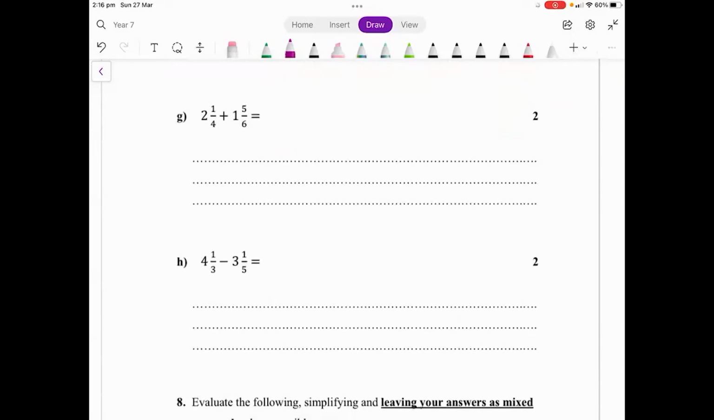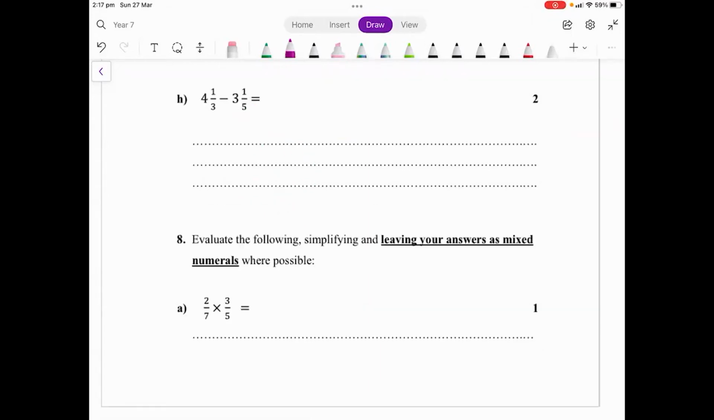Question G, we add the whole numbers together. 2 plus 1 is 3. Then we add the fractions together. So a quarter becomes 3 over 12, and 5/6 becomes 10 over 12. That gives me 3 and 13 over 12. However, you can't have a mixed numeral that involves an improper fraction, so I need to change 13 over 12 to 1 and 1/12. So 3 plus 1 is 4. It gives me 4 and 1 over 12.